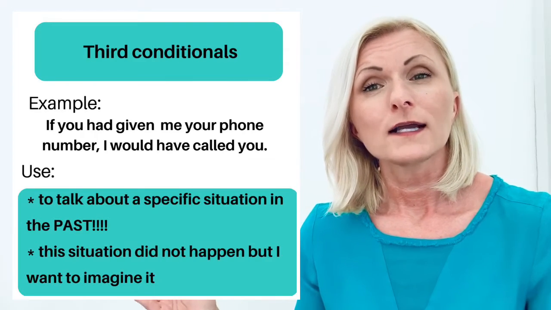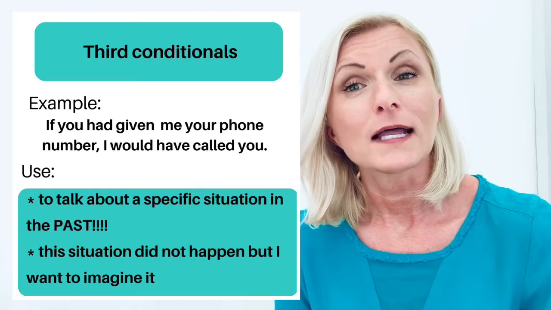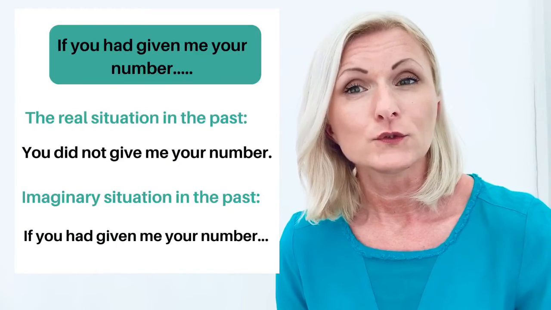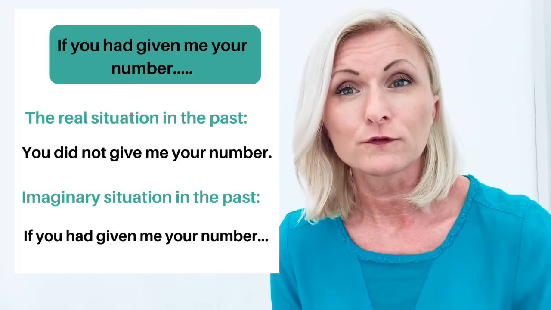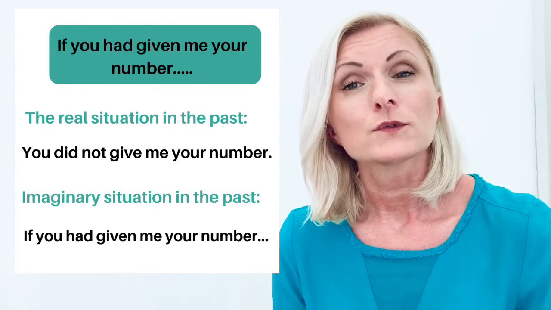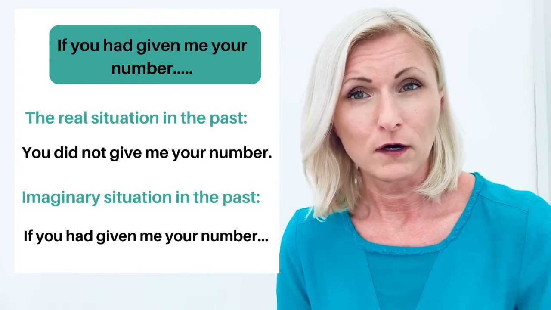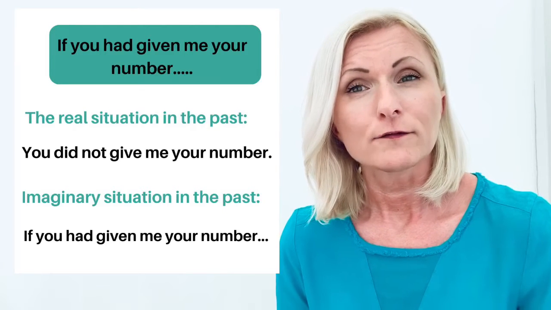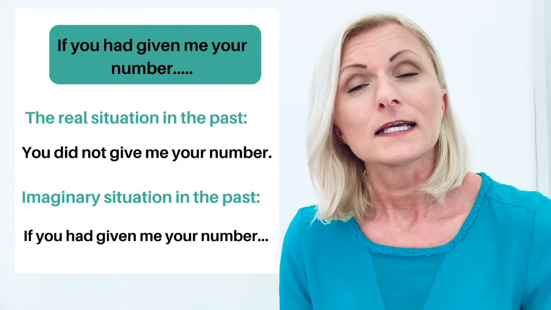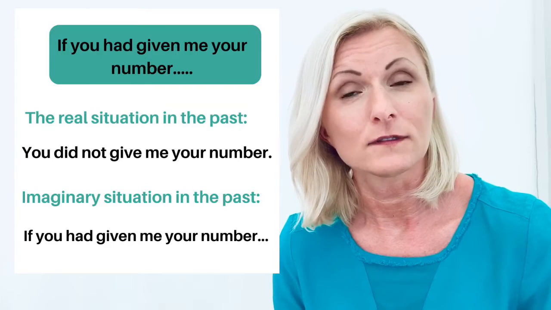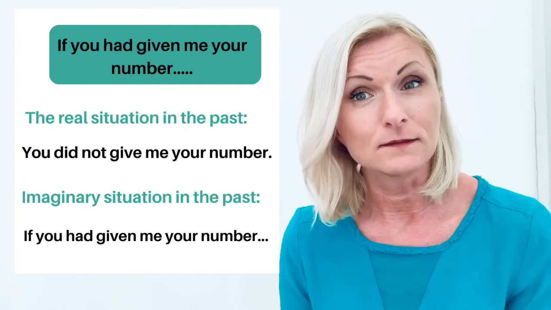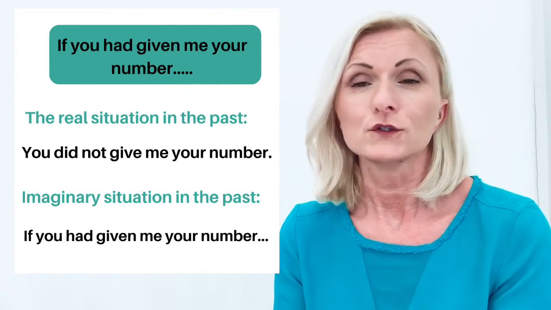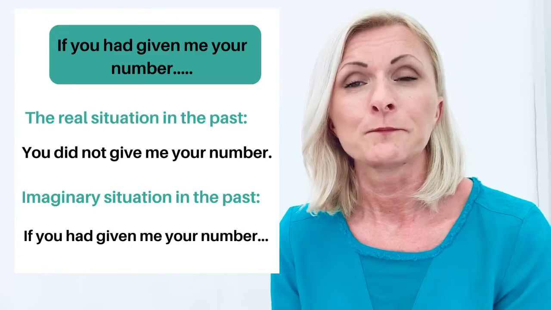So when I use the sentence, if you had given me your phone number, that actually means that you did not give me your phone number. So I want to imagine a situation in the past that didn't happen. Therefore, I'm going to say, if you had given me your phone number. The hidden meaning is that you didn't give me your number.